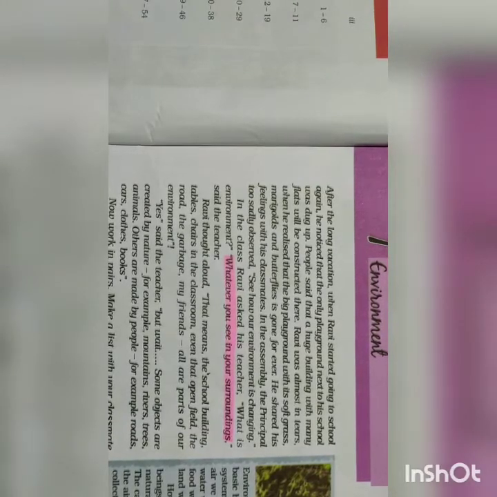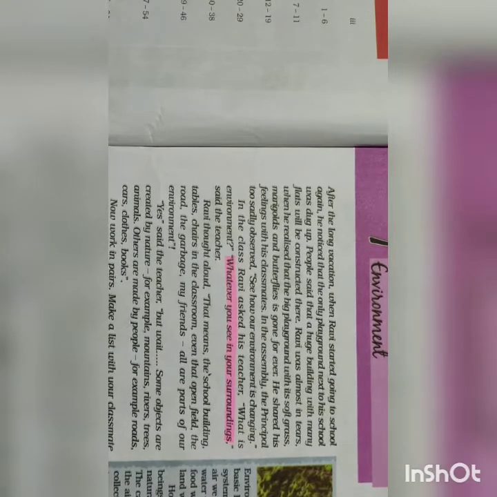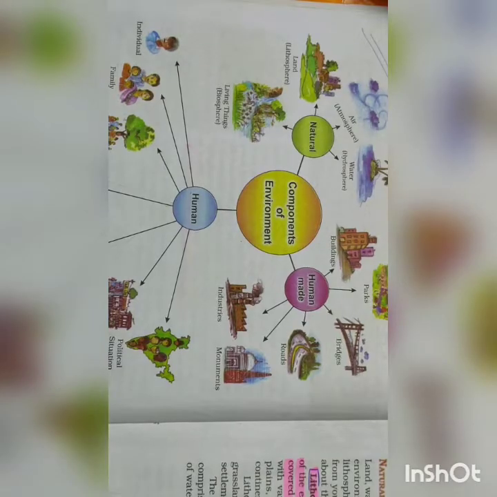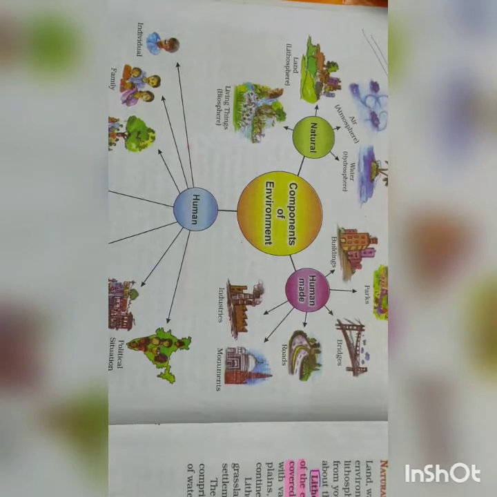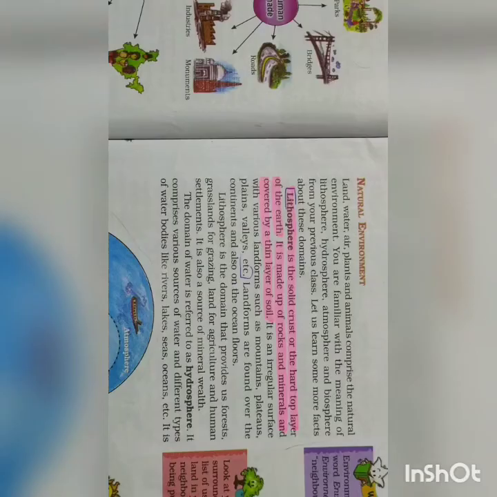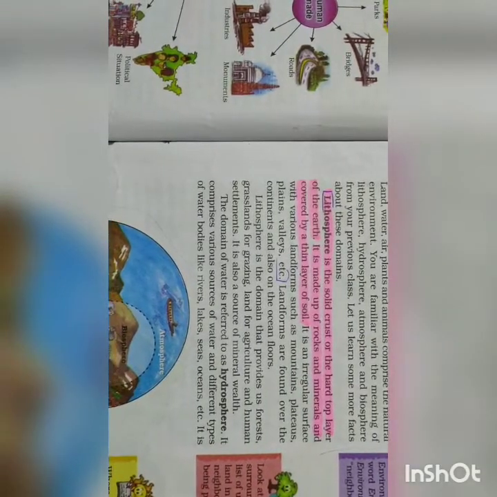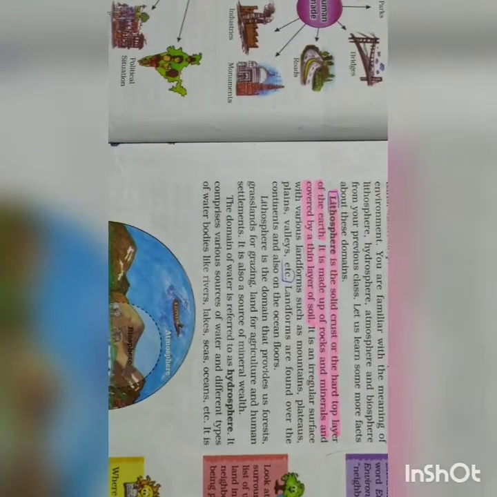As yesterday I have already started the chapter Environment, and in this chapter you come to know that environment is a basic life support system. It provides the air we breathe, the water we drink, the food we eat, and the land where we live. And we have read about the different components of the environment, natural and human made. After that we have learned about the natural environment: lithosphere, hydrosphere, atmosphere, biosphere. So these are all different components of the environment. All these things I taught you yesterday.